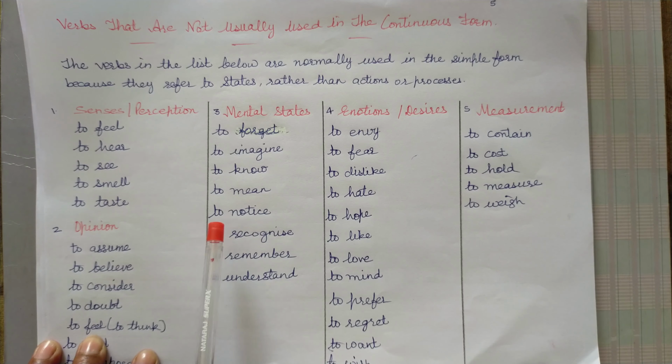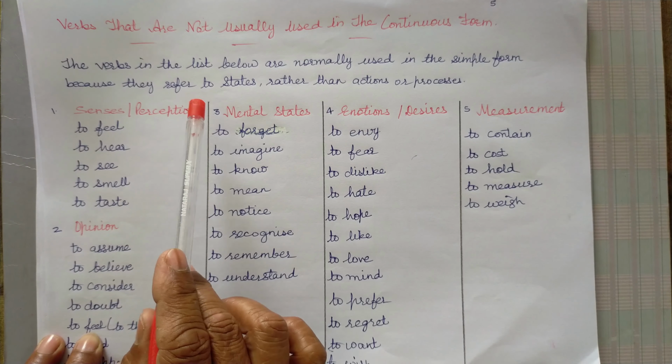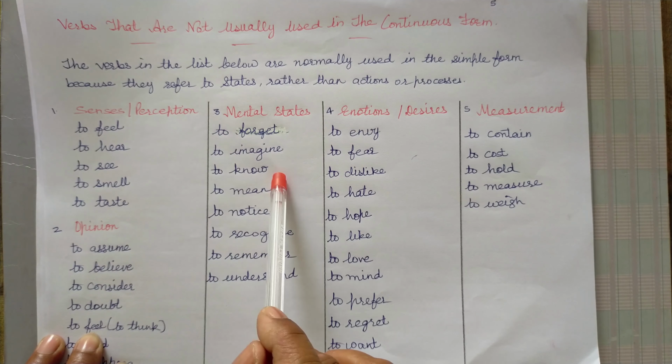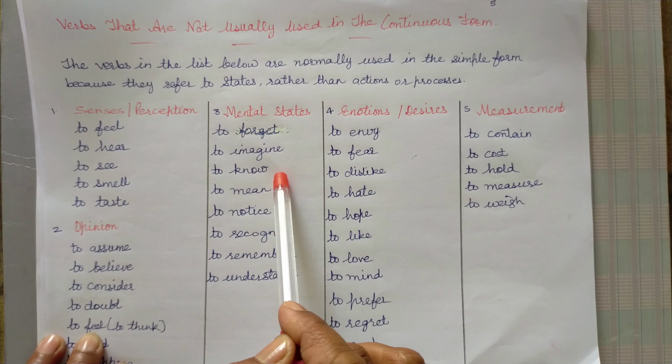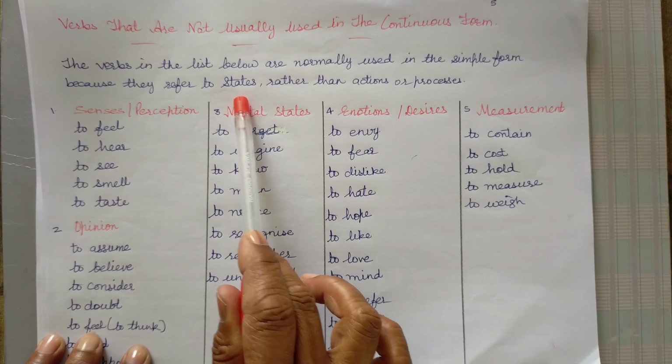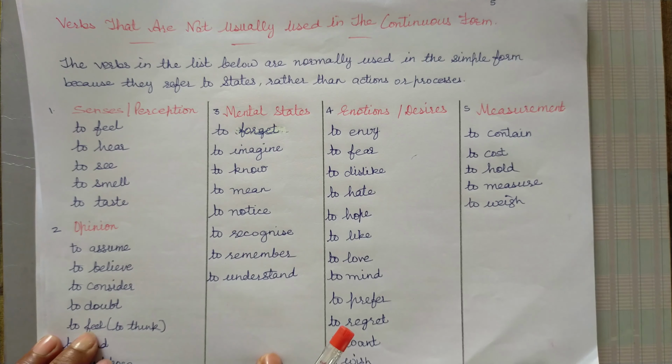So here, the verbs in the list below are normally used in the simple form because they refer to states rather than actions or processes. Listen carefully.